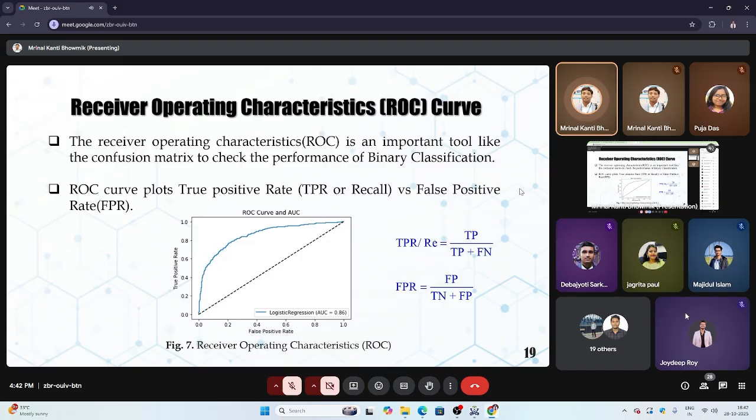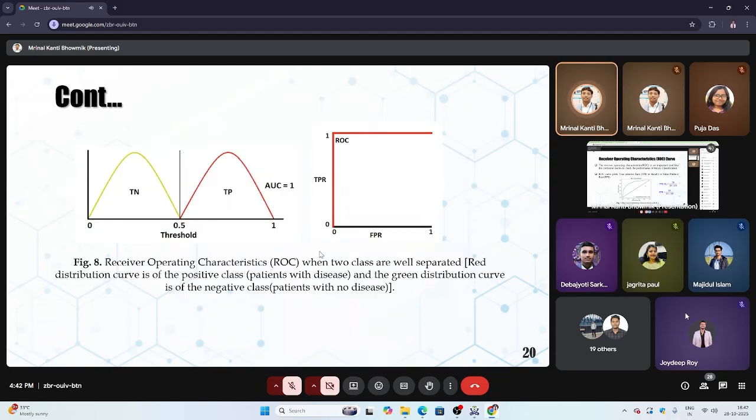It is nothing but plotting the graph between the true positive rate and the false positive rate. On the x-axis there will be the false positive rate, and on the y-axis there will be the true positive rate. So true positive rate is basically TP, that is true positive, divided by true positive plus false negative, and false positive rate is basically false positive divided by true negative plus false positive.